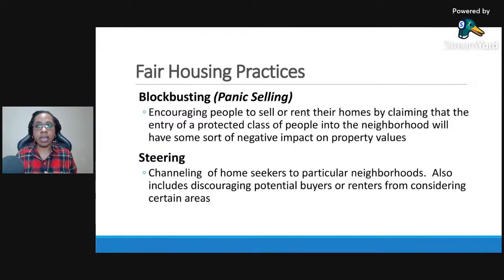And so blockbusting is against fair housing laws, right? Even the suggestion that the presence of a certain protected class in a community will decrease property values is a violation of fair housing laws. Okay, so even a suggestion. So when you're taking the exam, have that in mind. If they ever give you a scenario question where a real estate agent was having a meeting with a seller and suggested that because a certain group was moving in, or the community was becoming more diverse, the values may be dropping, that's 100% a violation of fair housing laws.